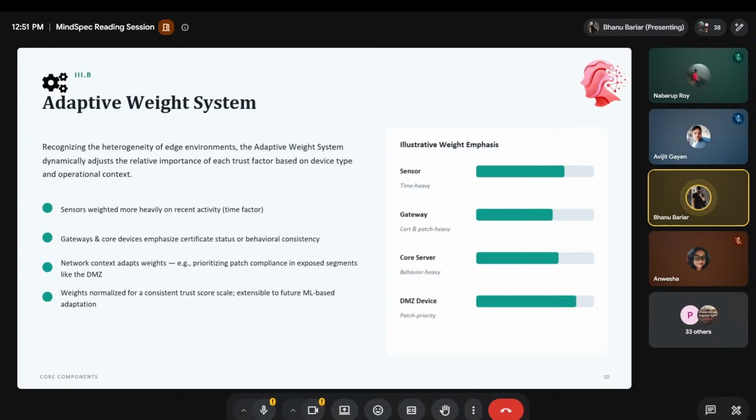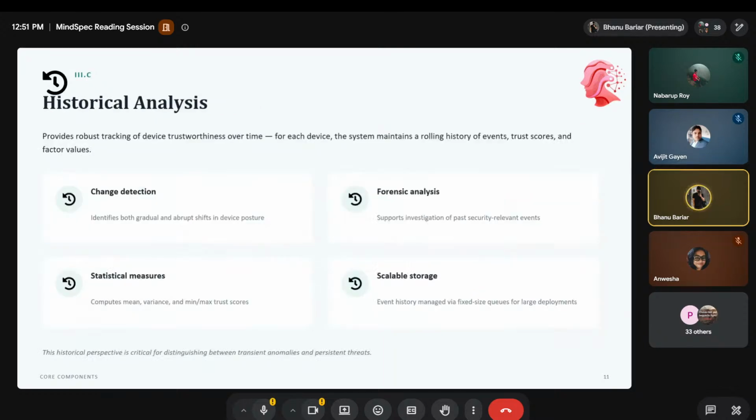Trust scores are useful only if we can observe how they change over time. That brings us to the historical analysis component. Security events rarely occur in isolation. Instead, attacks often develop gradually. A device may have normal behavior for weeks before slowly exhibiting suspicious behavior. Therefore, the framework stores historical information rather than relying solely on the latest event.